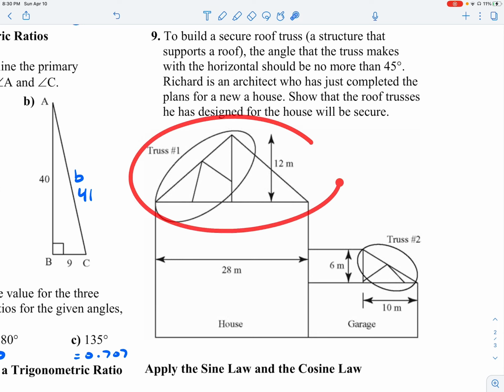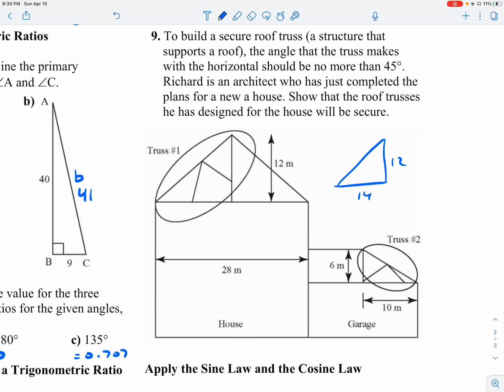Okay, so looking at this one up here, I can see the total height of this is 12. I can see the total length is 28. So that means one of these sides is 14 and the height is 12. So we actually just have this one triangle. We have 12 and we have 14, and we need to know what this angle is. It needs to be less than 45. So how can we check? Well, let's call it theta. Okay, just a Greek symbol for the angle.